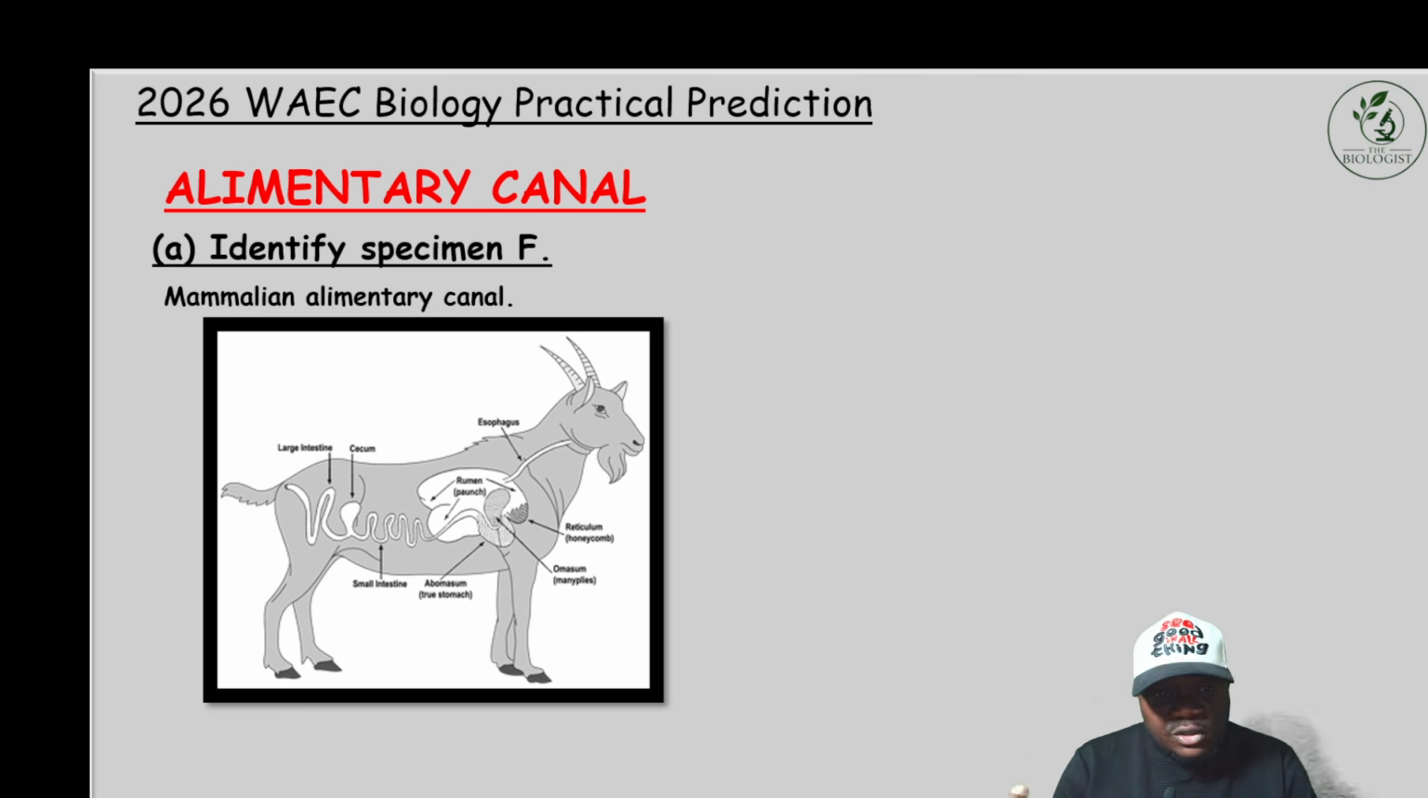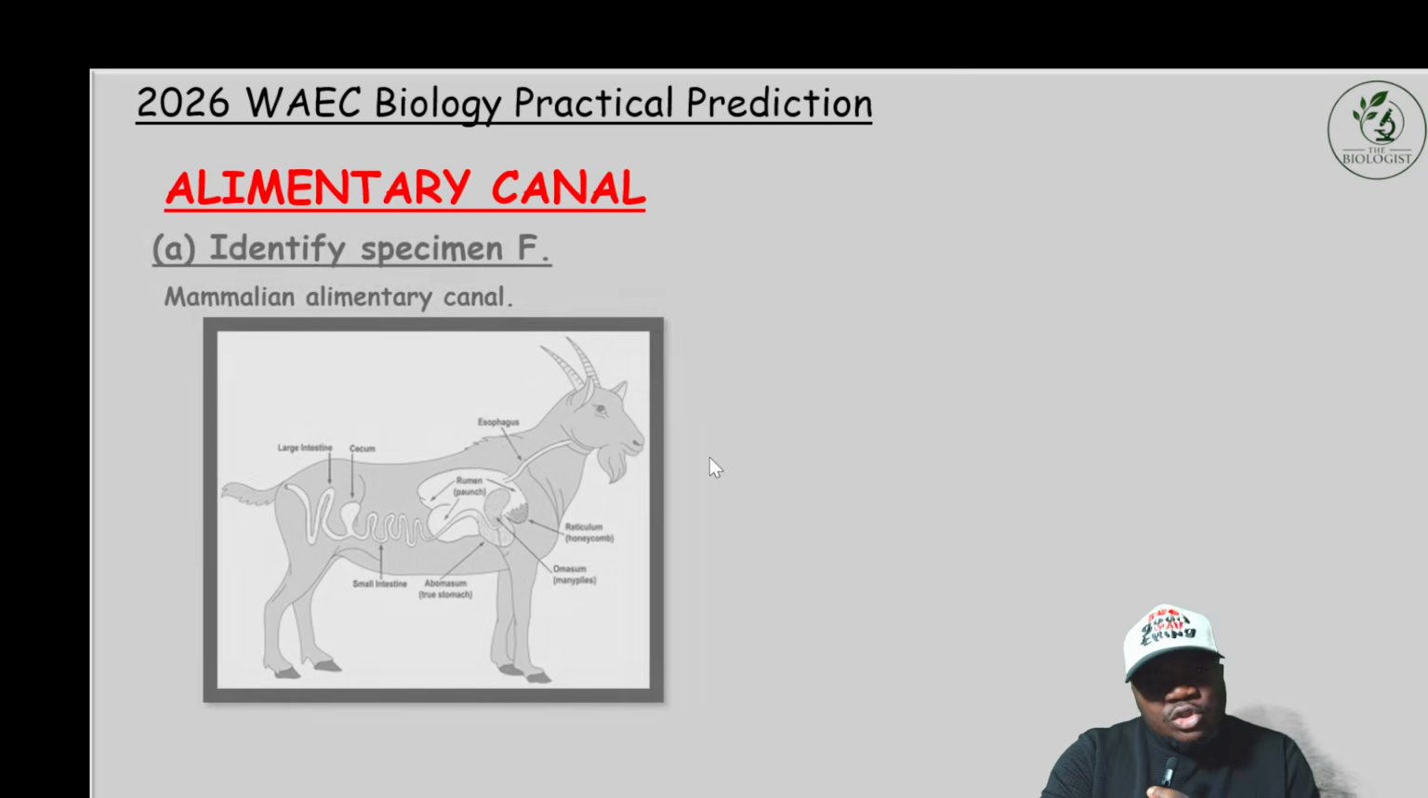I'm just using a goat, for example. They didn't indicate whether it's a ruminant or non-ruminant animal. For a ruminant animal, the stomach has the reticulum, omasum, abomasum, and then the rumen. I'm very sure they will not ask you to explain the complex stomach of the ruminant animal. But the thing they ask you to do is draw the diagram, and then they ask you the function of the alimentary canal, the function of the stomach, and stuff like that.